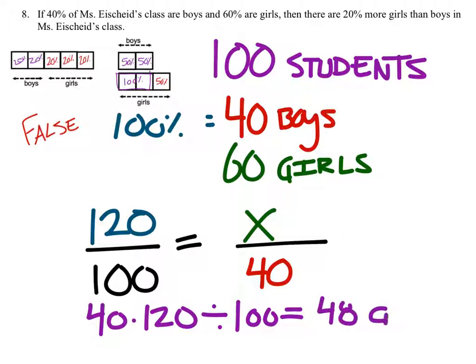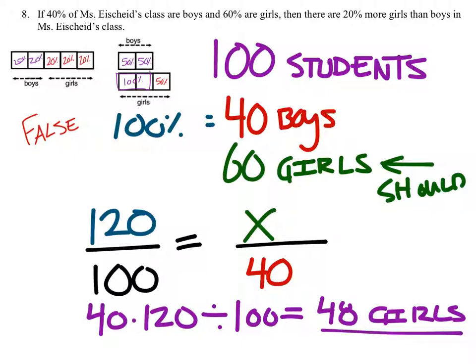Now, what we're saying is that there's 48 girls, but up there at the top, we know that there should be 60. This is how much there should be. But if there were 120, if there were 20% more girls, then you'd only have 48 girls, which again makes this statement false.